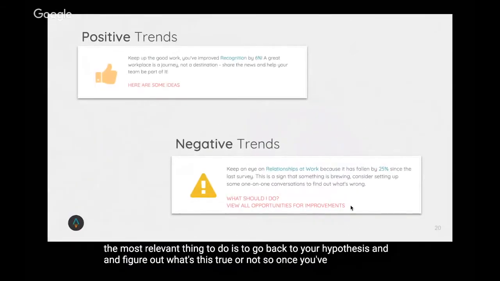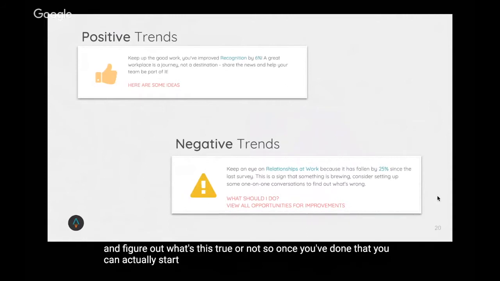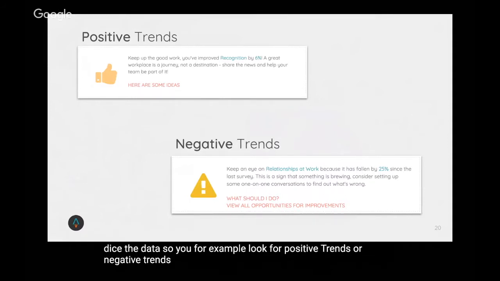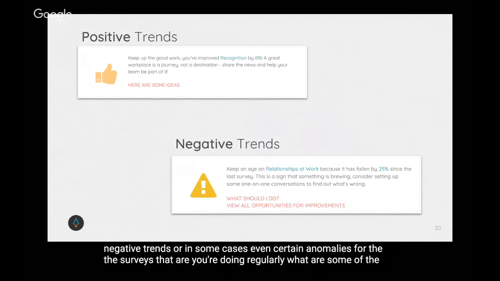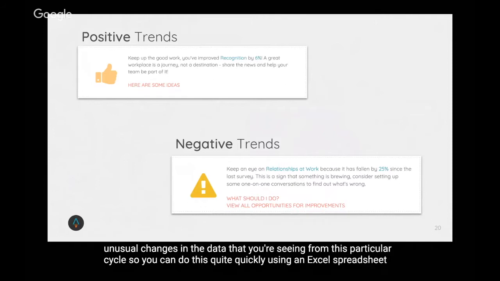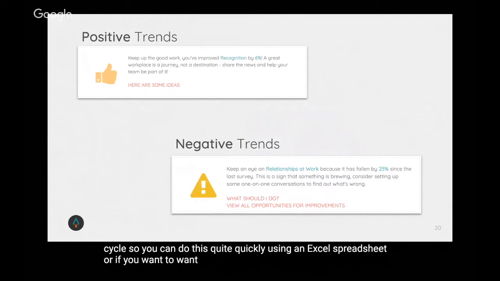So once you've done that, you can start, there are some common ways in which to slice and dice the data. So you would, for example, look for positive trends or negative trends, or in some cases even certain anomalies for the surveys that you're doing regularly. What are some of the unusual changes in the data that you're seeing from this particular cycle? So you can do this quite quickly using an Excel spreadsheet, or if you want it to be done in real time for you, platforms like EngageRocket would be able to help.